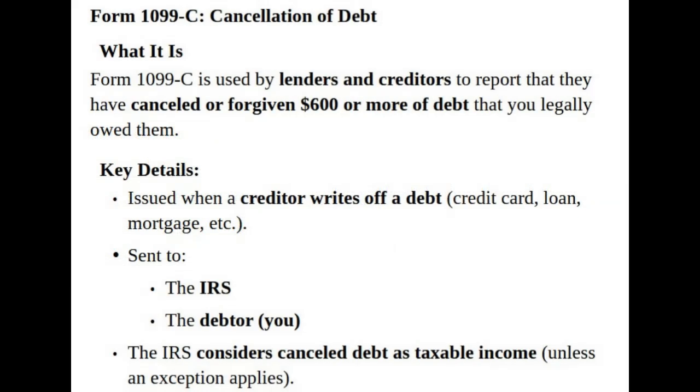Form 1099-C, Cancellation of Debt. What it is: Form 1099-C is used by lenders and creditors to report that they have canceled or forgiven $600 or more of debt that you legally owed them. Key details: issued when a creditor writes off a debt, credit card, loan, mortgage, etc. Sent to the IRS and the debtor, you. The IRS considers canceled debt as taxable income, unless an exception applies.